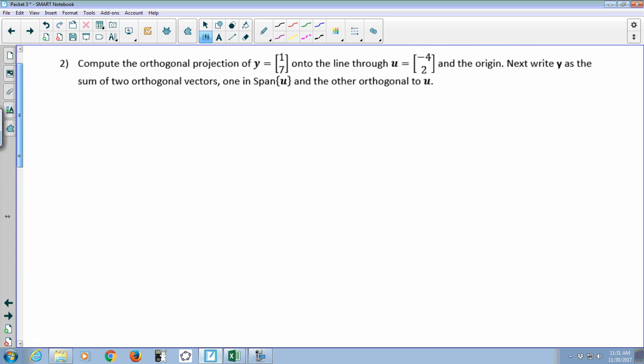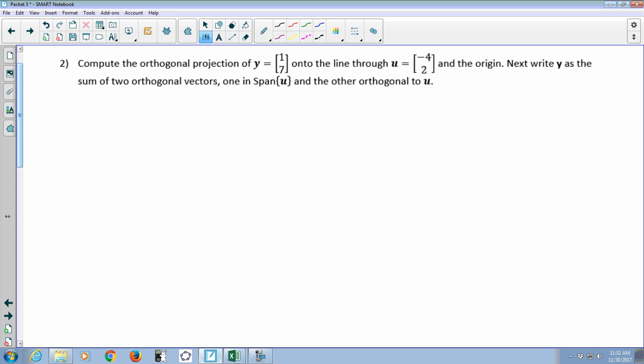All right. I want to compute the orthogonal projection of y onto the line that goes through the vector u and the origin. And then we're going to write y as the sum of 2 orthogonal vectors, one in the span of u and one orthogonal to u. That sounds complicated, but I'm going to draw a picture of what it's asking, and then we're going to estimate the answer from the picture, and then we'll do it with formulas.